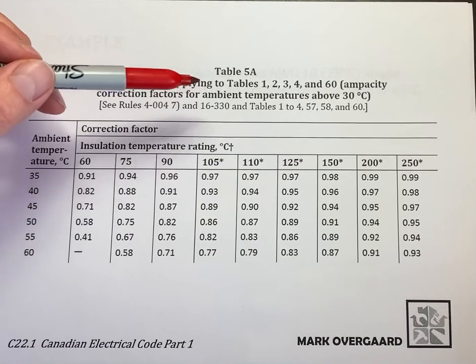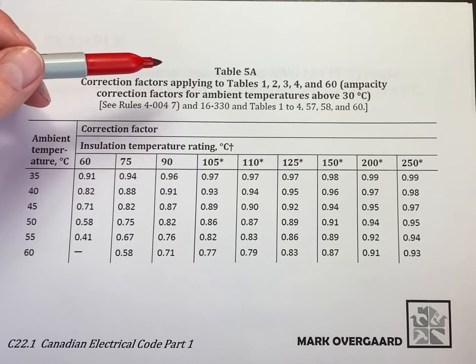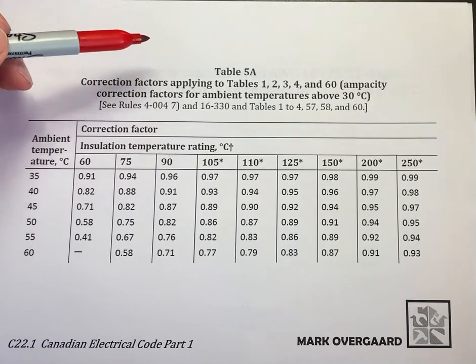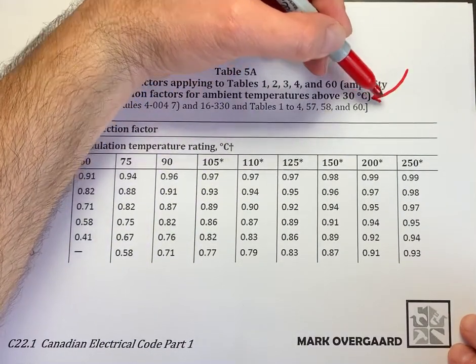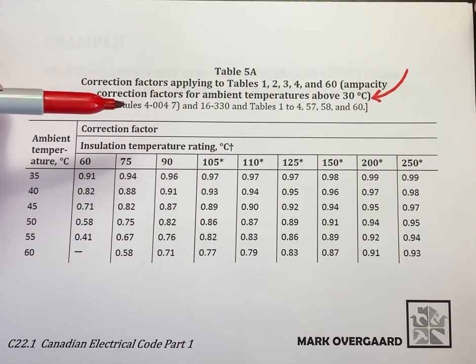Once we get over 30 degrees Celsius, the problem is the heat generated from the conductors has a hard time being dissipated into the room. So anytime we get above 30 degrees Celsius, we need to use this Table 5A and derate those conductors.